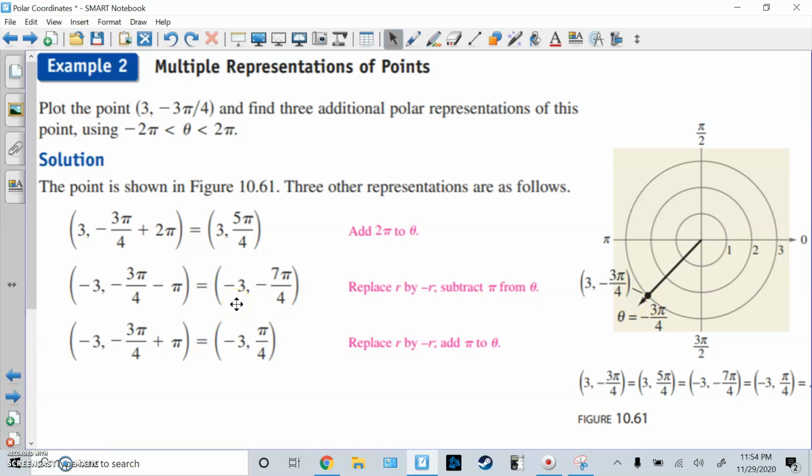It's the same thing as negative 3 comma negative 7 pi over 4. Negative 7 pi over 4 means going backwards to the first quadrant. Then while you're here at the pole, you're going backwards 3. So same place. Then negative 3 from pi over 4: pi over 4 is up here in quadrant 1, but we're going backwards to negative 3. And there are just lots of ways to write this.